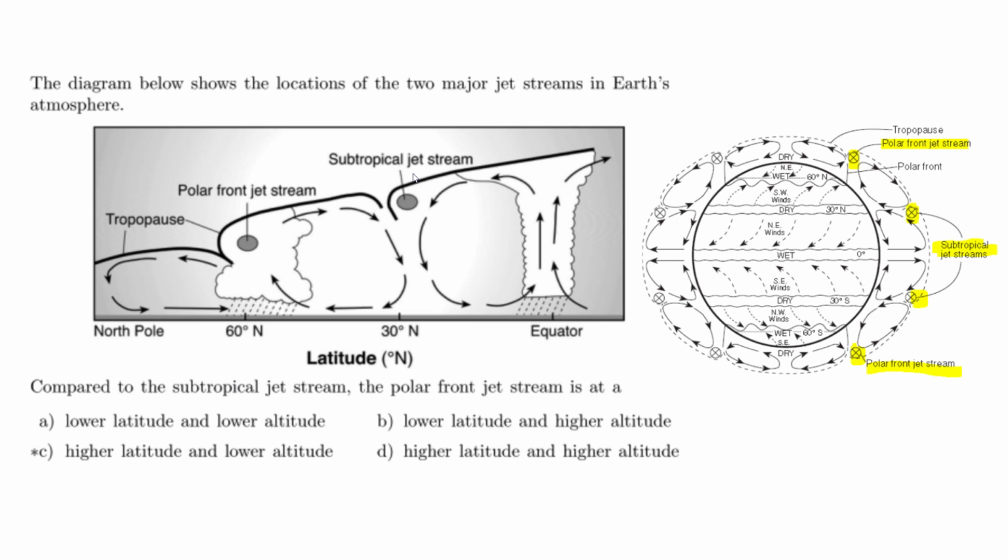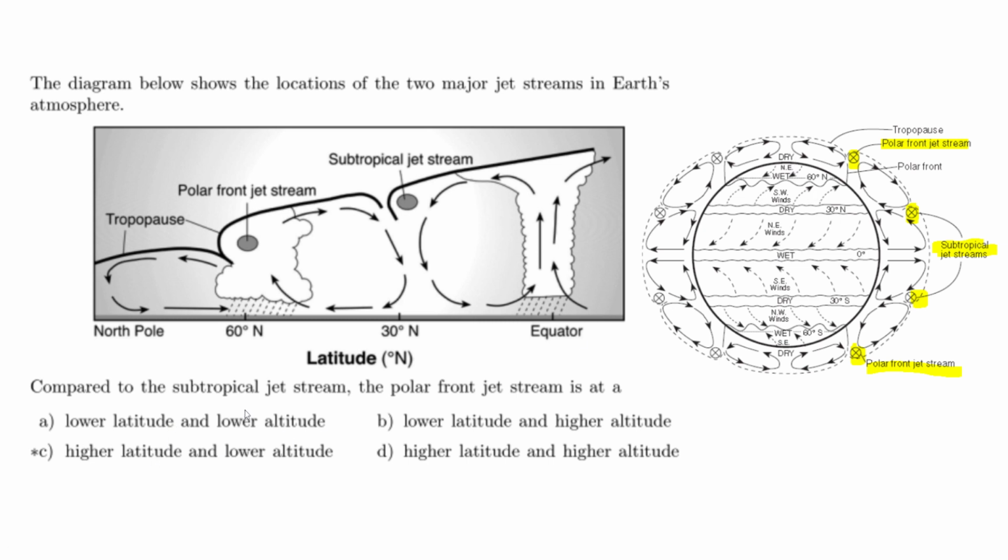Compared to the subtropical jet stream, the polar front jet stream is actually at a higher latitude. Remember, the equator is at 0 degree latitude, right? The closer towards the poles we get, the higher our latitude is. Our numbers are increasing, right? So it goes from 0 to 30 to 60 to 90, and even here, 0, 30, 60, 90. So when we're talking about higher latitudes, we're talking about closer to the poles.